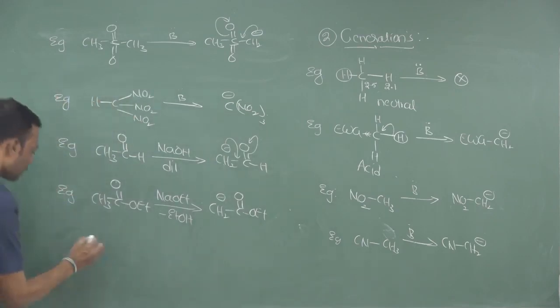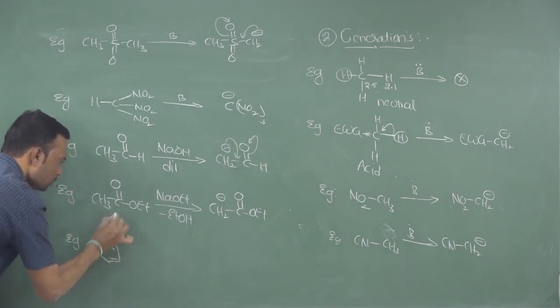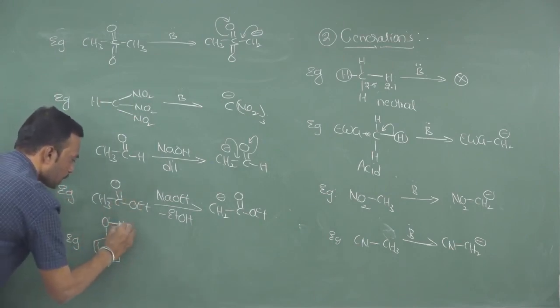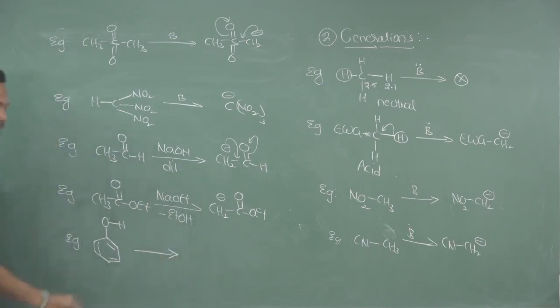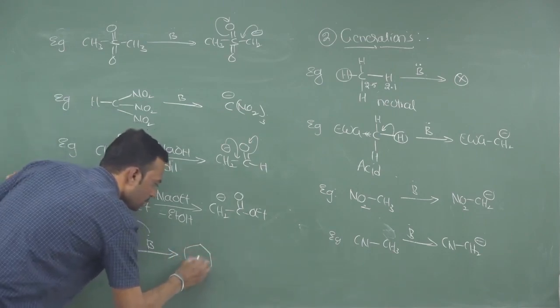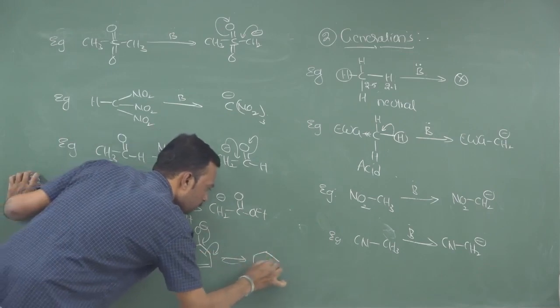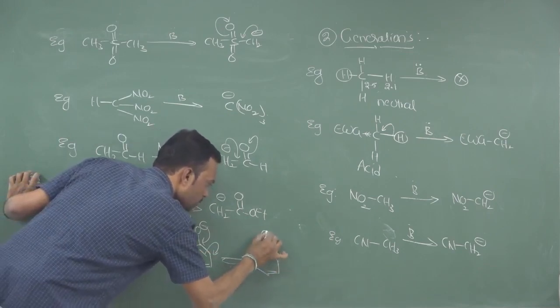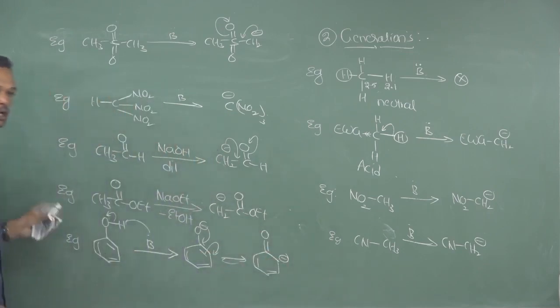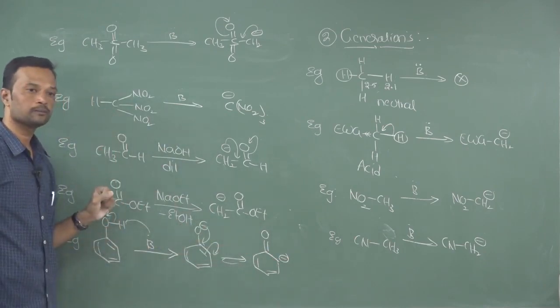Okay, and you know one more thing, after losing a proton, see this is phenol, right? Phenol on treatment with a base will lose a proton and form a phenoxide. Now that phenoxide is involved in resonance, what do you expect? If it is involved in resonance, what is the answer? You will get a carbanion. Between oxygen and carbanion, which is more nucleophilic?